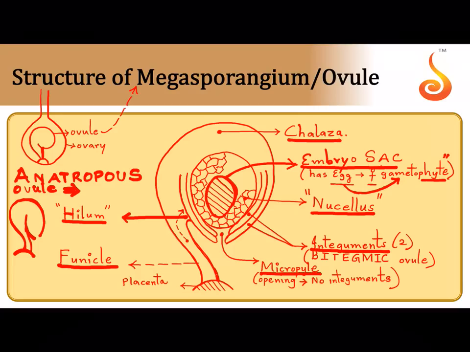Now we have seen the structure of an anatropous ovule. This diagram is a very important 5-mark question. Along with the explanation, you have to draw this diagram, but don't leave the embryo sac blank like I have shown here. As I continue with this lecture, we will fill up what is inside the embryo sac. When drawing the diagram in the board exam, don't shade the embryo sac like I have shown here, but show cells inside it, which we will see in the further slides. So this is the structure of a megasporangium or the ovule.